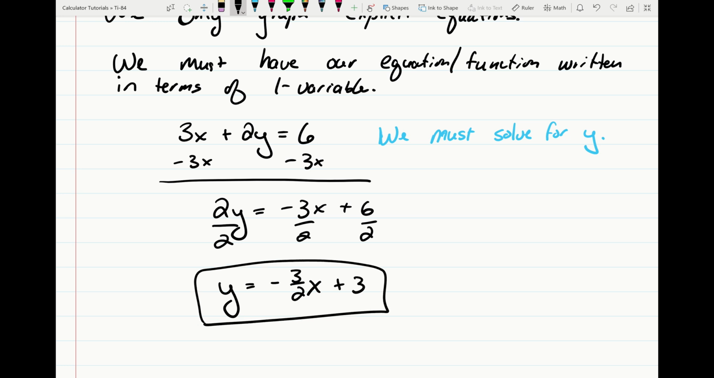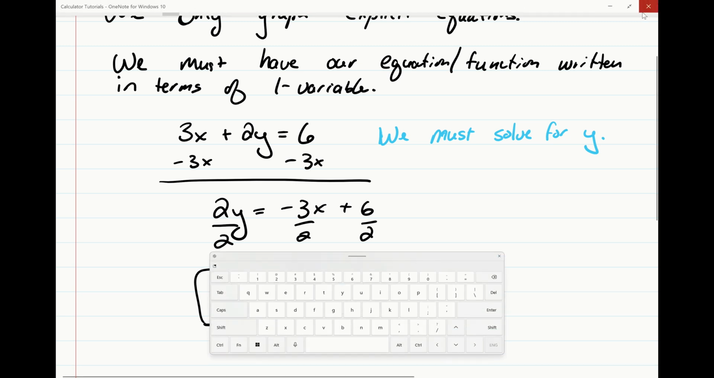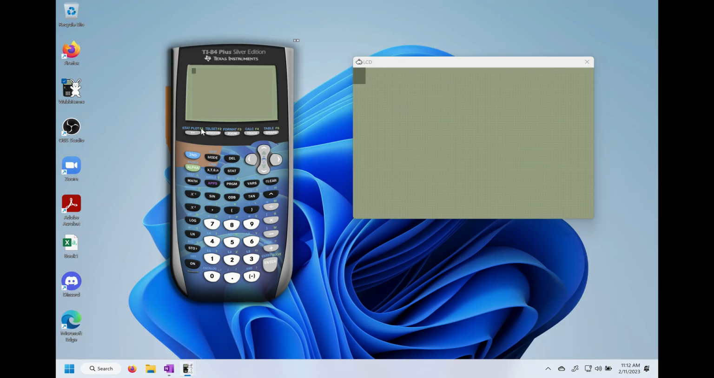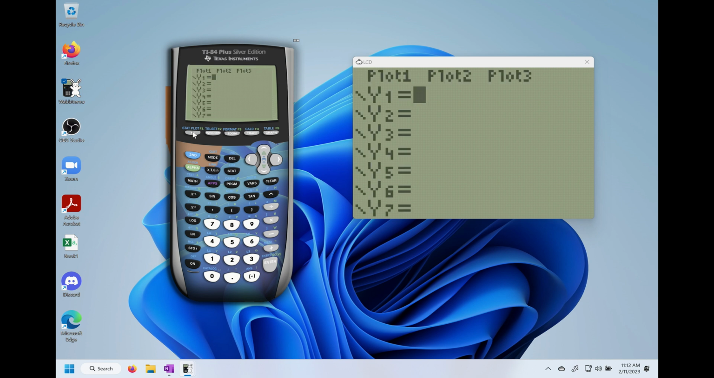Okay? Now, there's a really easy way to kind of remind yourself that you have to do this when you're using the TI-84 calculator. And that's because when you look at the very top left-hand button, it says y equals. In fact, when you go ahead and click on the y equals button, you will notice that you have y1 equals, y2 equals, y3 equals, and so forth. All these y1, y2, y3 are just different lines that you can graph.